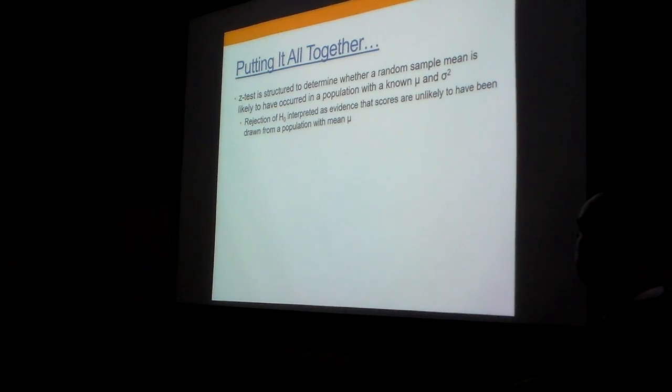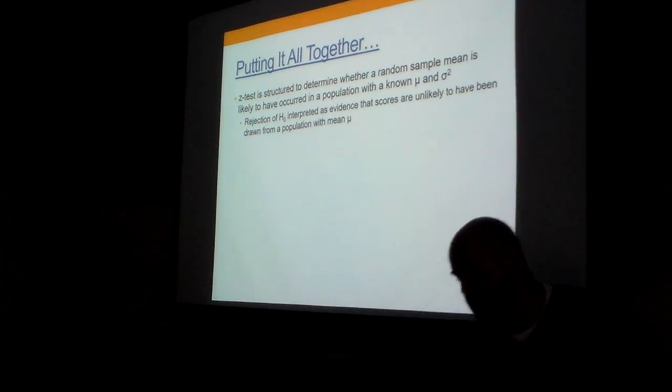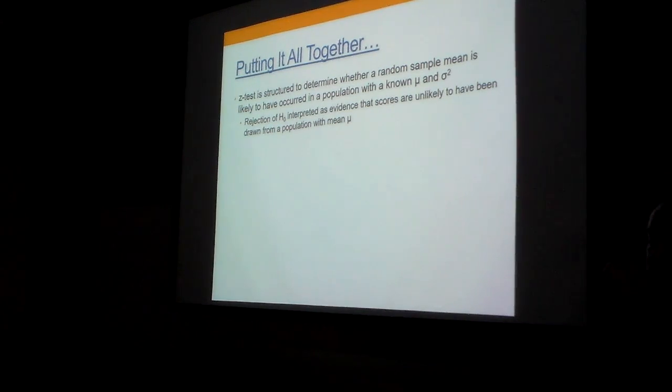So our z-test structure determines whether a random sample mean is likely to have occurred in a population with a known mean and variance. Rejection of the null is interpreted as evidence that the scores are unlikely to have been drawn from a population with a mean equal to mu. So if I go through a z-test, I'm saying I've drawn a sample that has some characteristics.